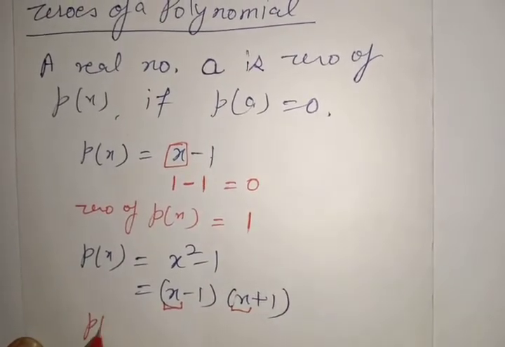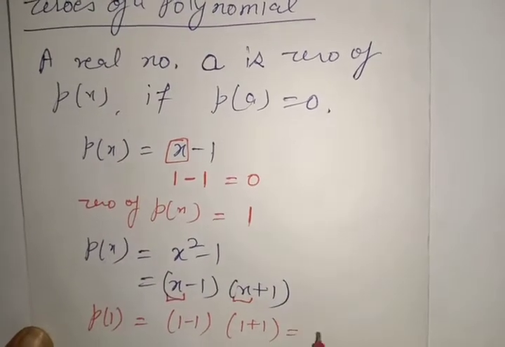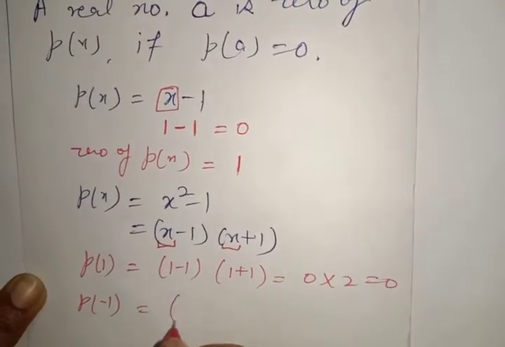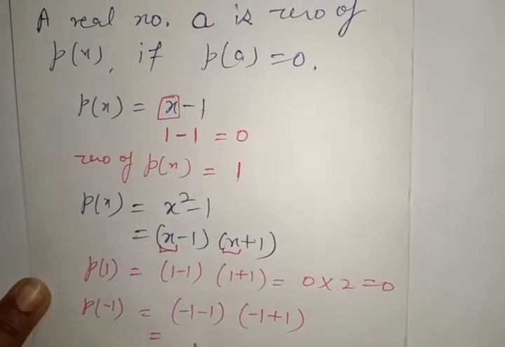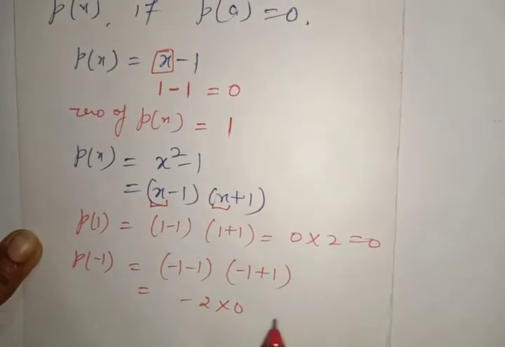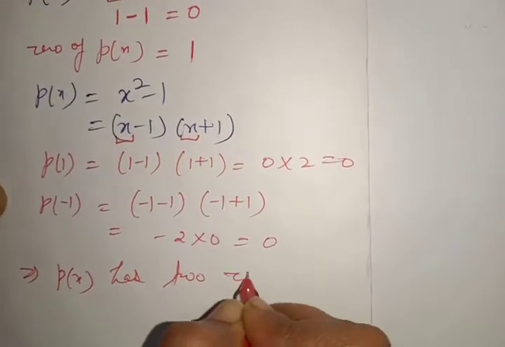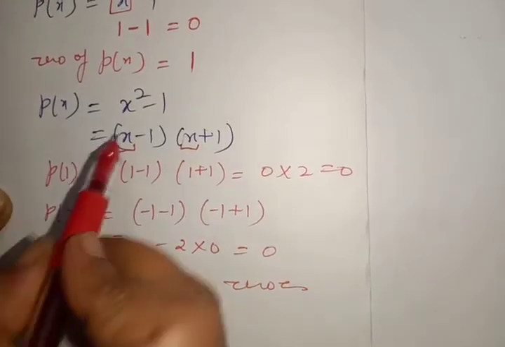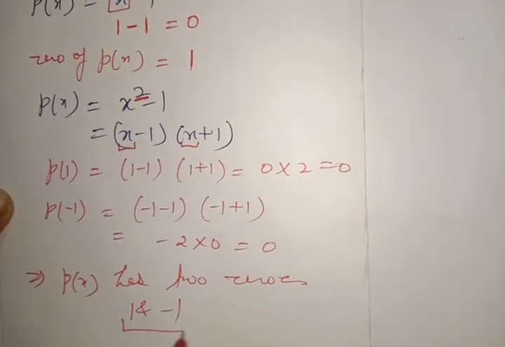If I write p(1), it is 1 minus 1 into 1 plus 1. It will be 0 into 2, which is 0. If I find p(minus 1), then minus 1 minus 1 and minus 1 plus 1. This will be minus 2 into 0, because minus 1 plus 1 is 0, so it is 0. This implies p(x) has two zeros, namely 1 and minus 1, because its degree is 2. That's why it has two zeros.